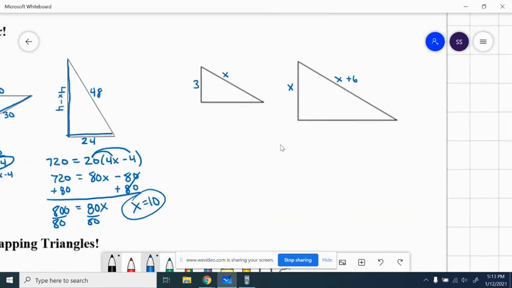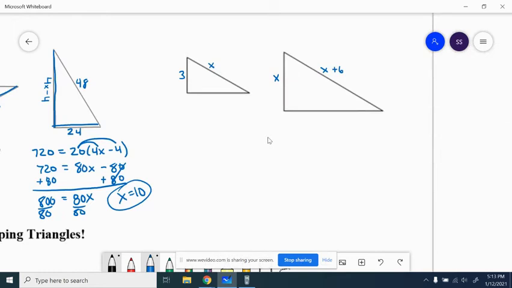All right, next one here is a little bit trickier, but we can still set it up the same way. We have a small triangle and we have a bigger triangle. Let's line up the smallest side length of the small triangle, which is 3, and the smallest side length on the bigger triangle, which is x. So 3 is going to go with x, and the hypotenuse of the small triangle is x, and the hypotenuse of the large triangle is x plus 6.